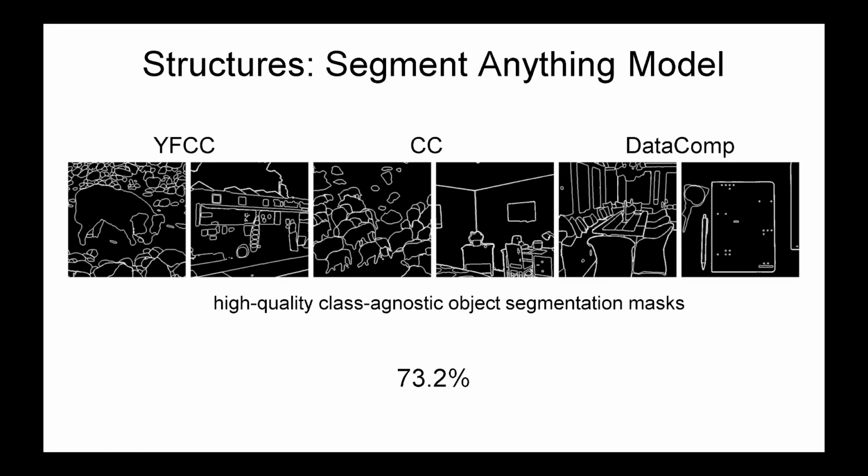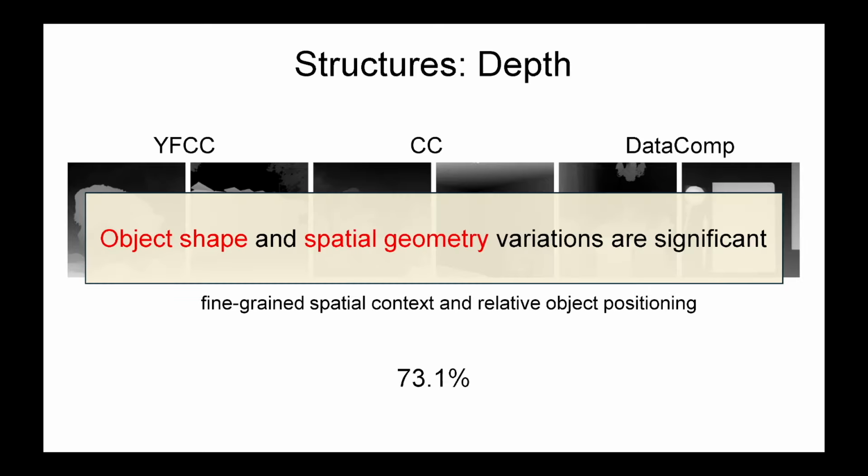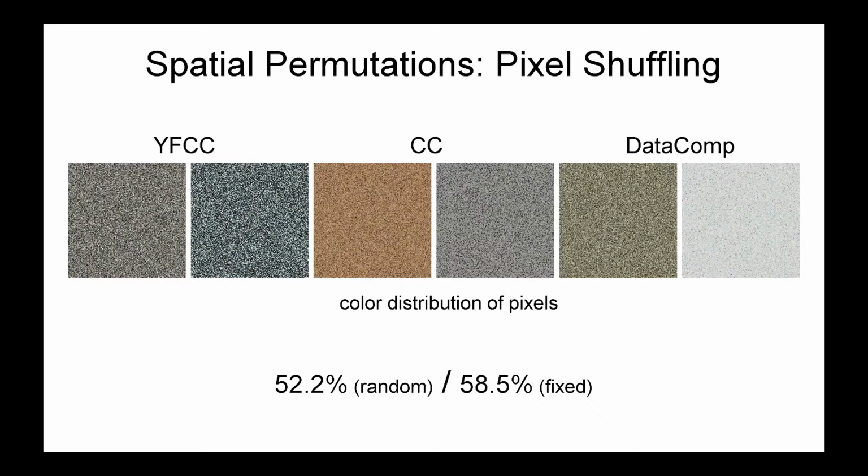Next, we analyze the dataset bias in object shapes. Using SAM to outline object boundaries brings us to quite a high accuracy of 73%. Also, if we look at spatial geometry through depth estimation, the transformed images turned out to be classified very well as well. Thus, object shape and spatial geometry variations are significant among YCD.